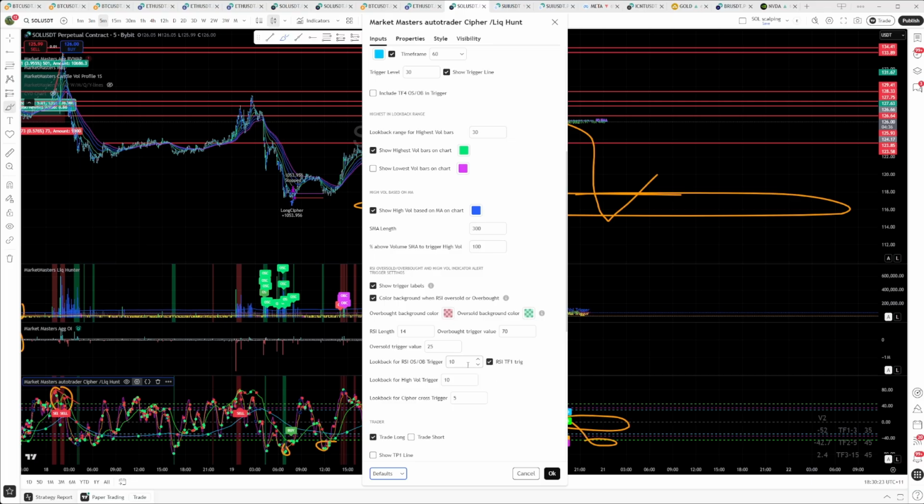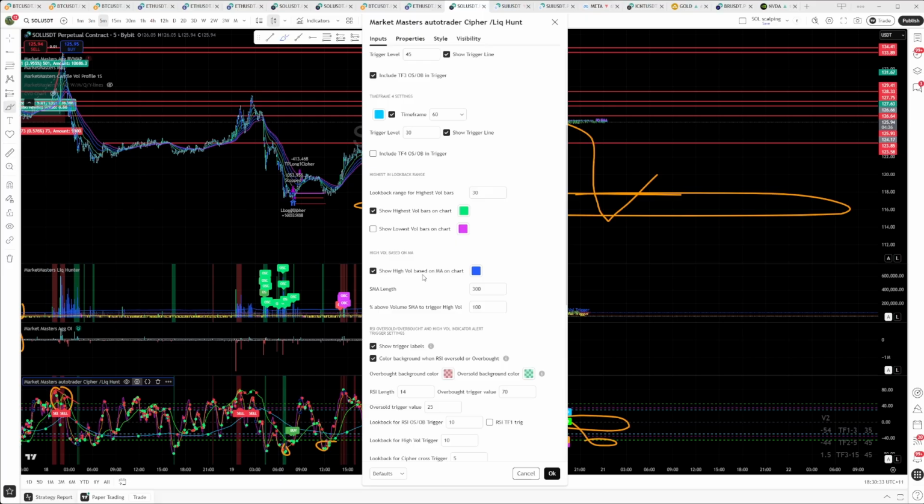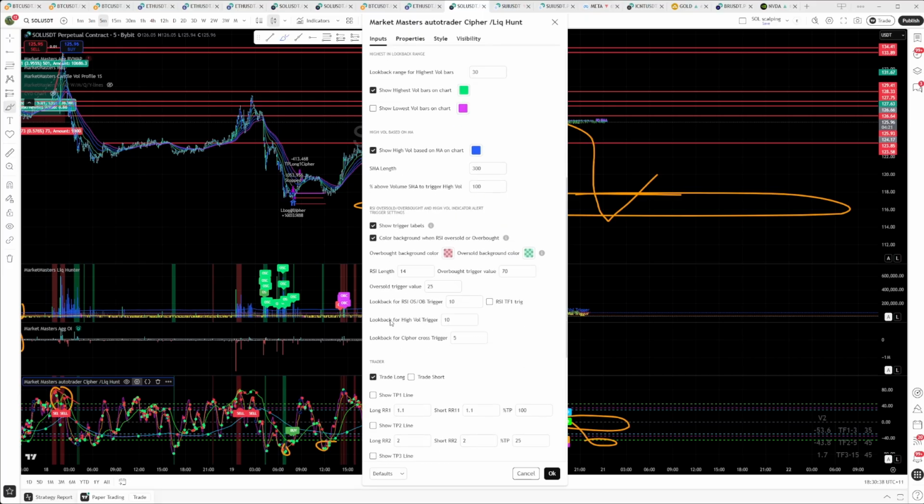You can actually disable the RSI as well. So if you want it to just trigger on these settings plus the high volume, then you can just click that and turn that off. Similarly for this, it's look back in terms of how many candles to find the high volume trigger, and the high volume settings that you need.